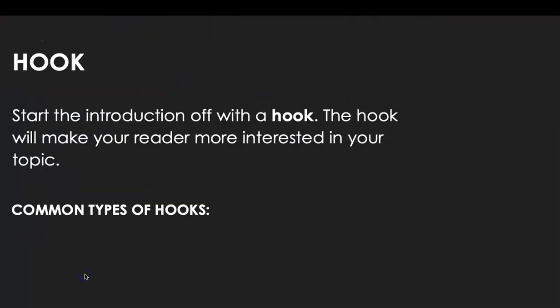Okay, so let's start with the hook. The hook is the start of the introduction, and it will make your reader more interested in the topic, if it's well done, of course. So there are common types of hooks.